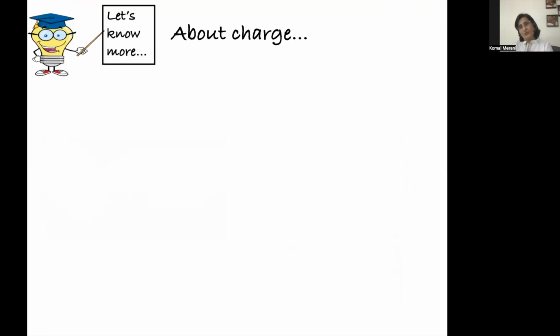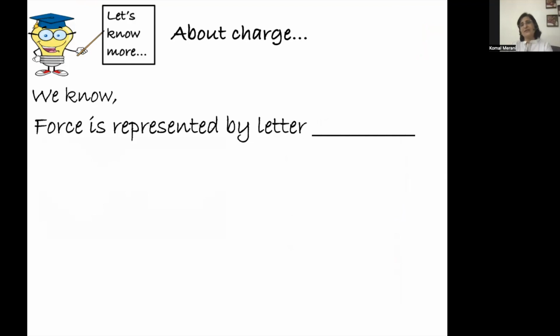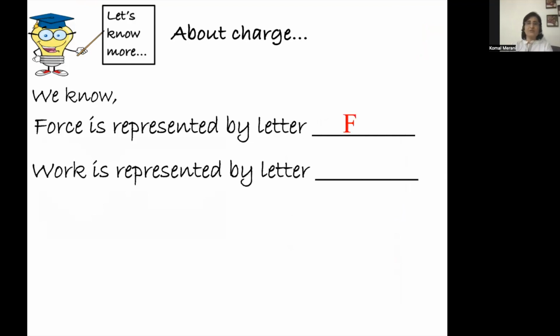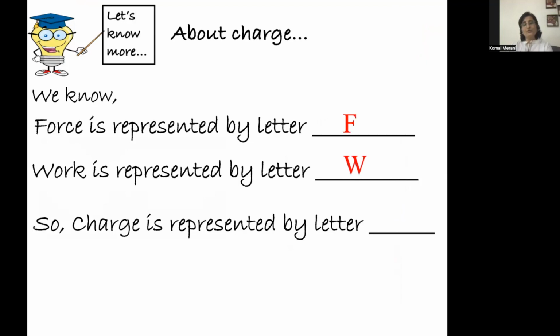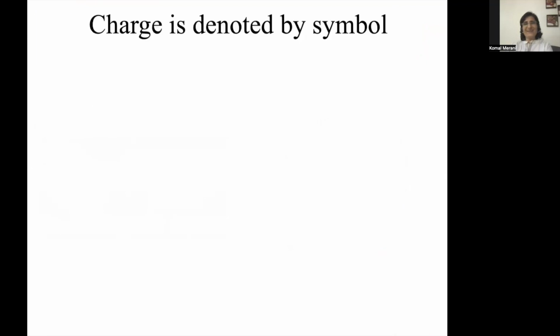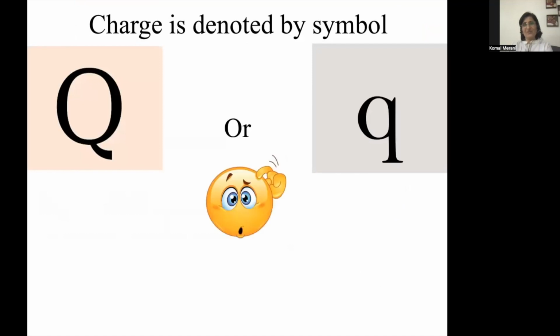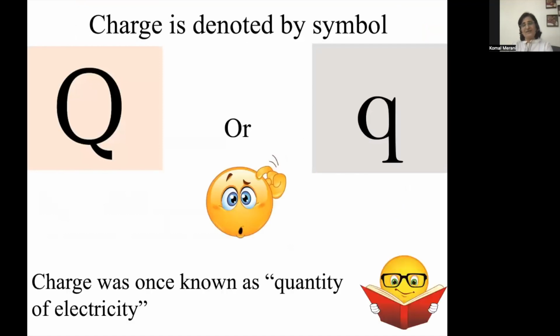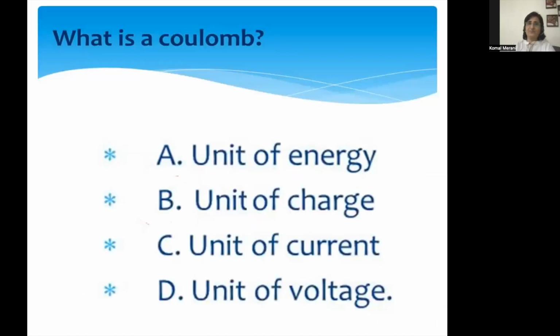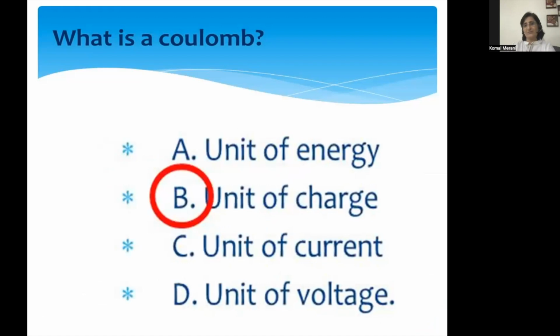Well, let's know more about charge. How is charge represented? We know force is represented by the letter F, work is represented by the letter W. So, charge is denoted by the symbol Q or small q. You may wonder why. Yes, because charge was once upon a time known as quantity of electricity. And if it is a quantity, it needs to be measured. So, coulomb is the unit of charge.